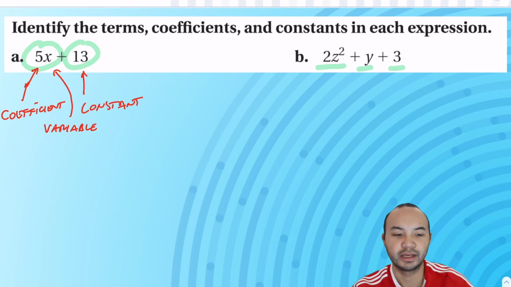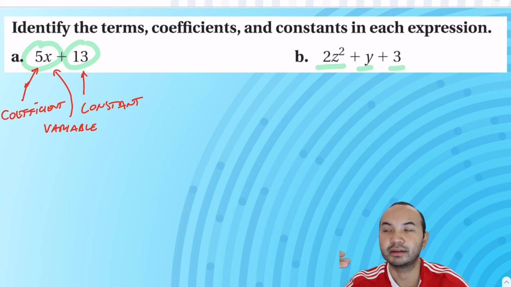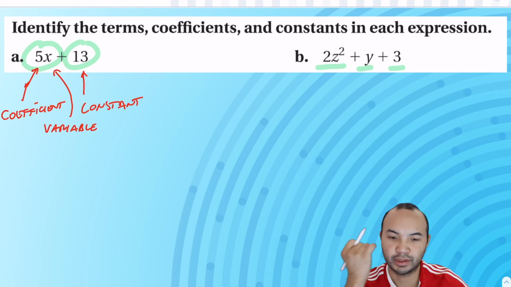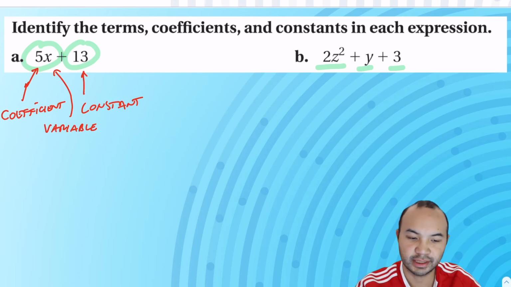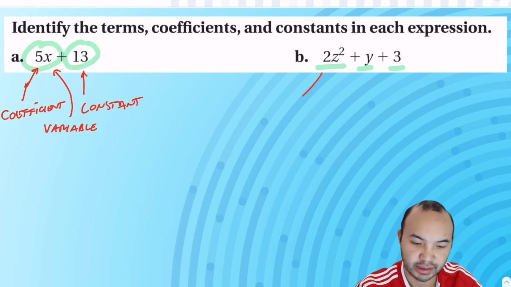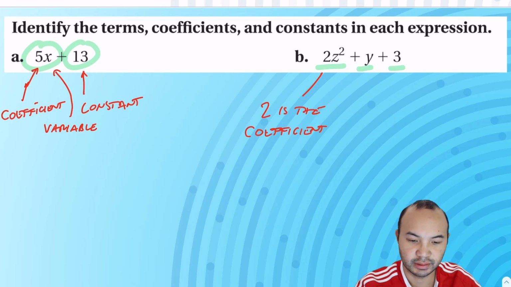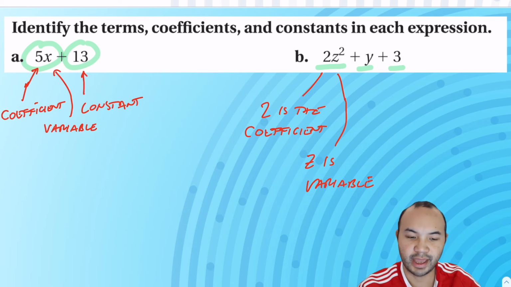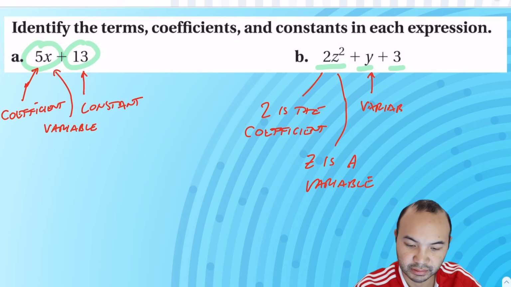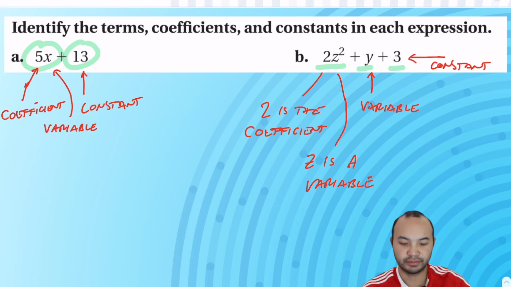So terms are separated by addition or subtraction. Okay. And here, coefficients, constants in each expression. So here, the 2 is the coefficient. Z is the variable, and we'll say a variable because there's another variable here. This y is a variable, and the 3 right here is a constant. It's a number by itself. Okay, good.